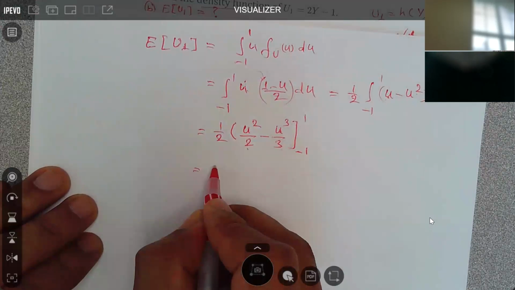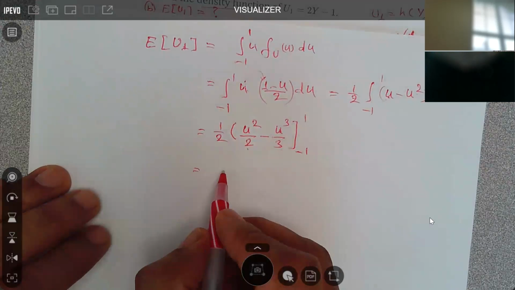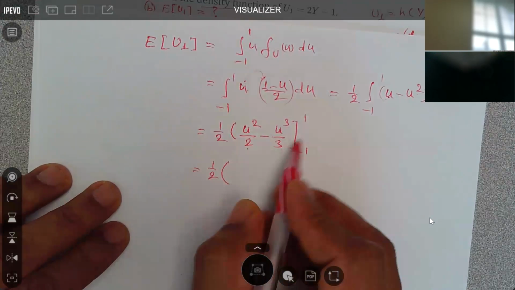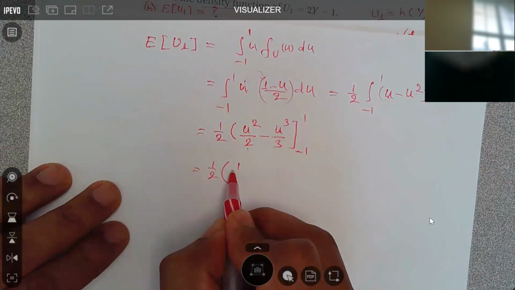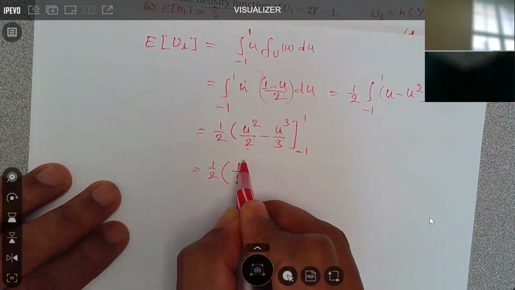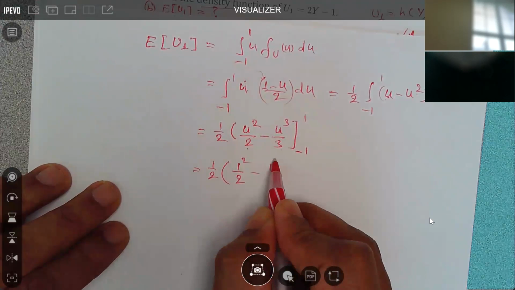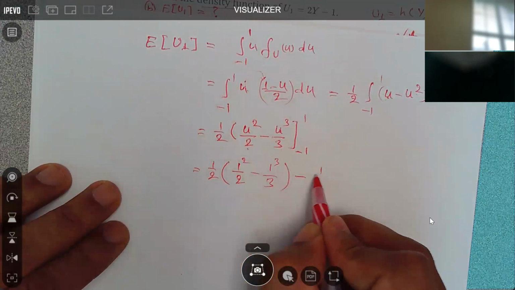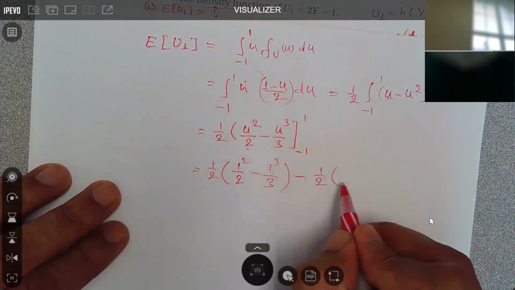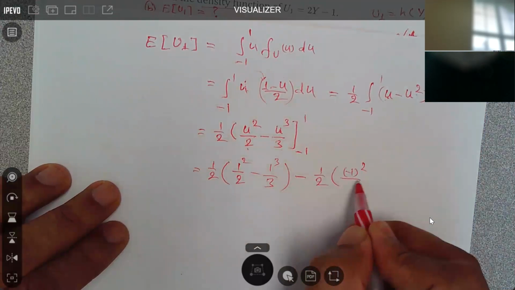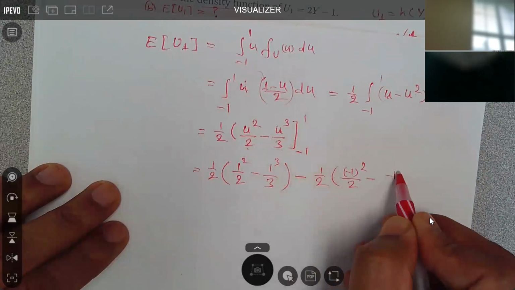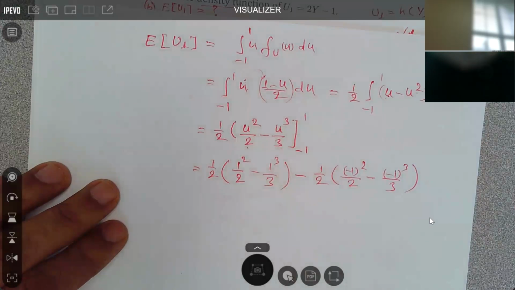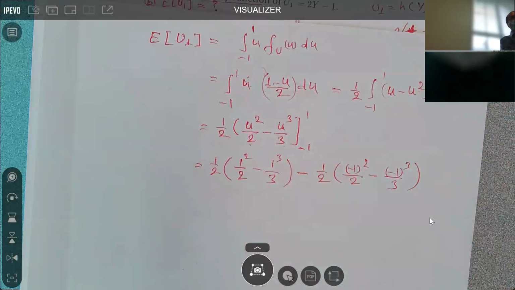So this equals 1 over 2 times: 1 square over 2 minus 1 cube over 3, minus, (-1) square over 2 minus (-1) cube over 3. Right? Yes?